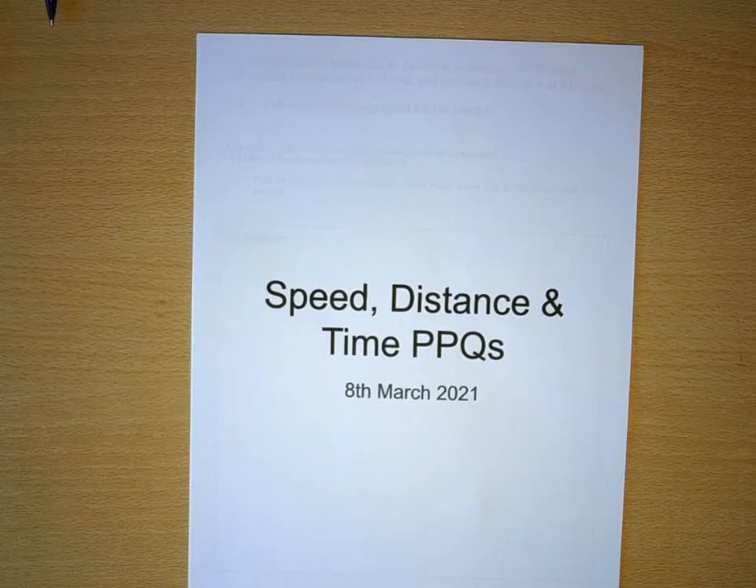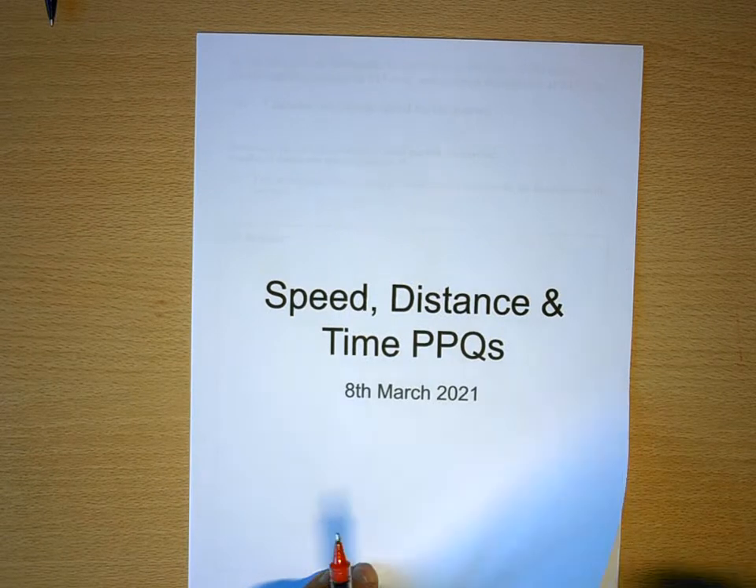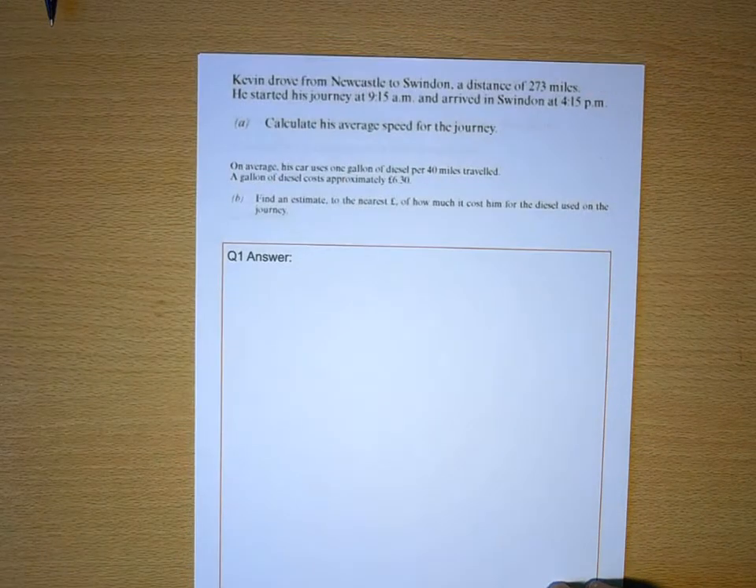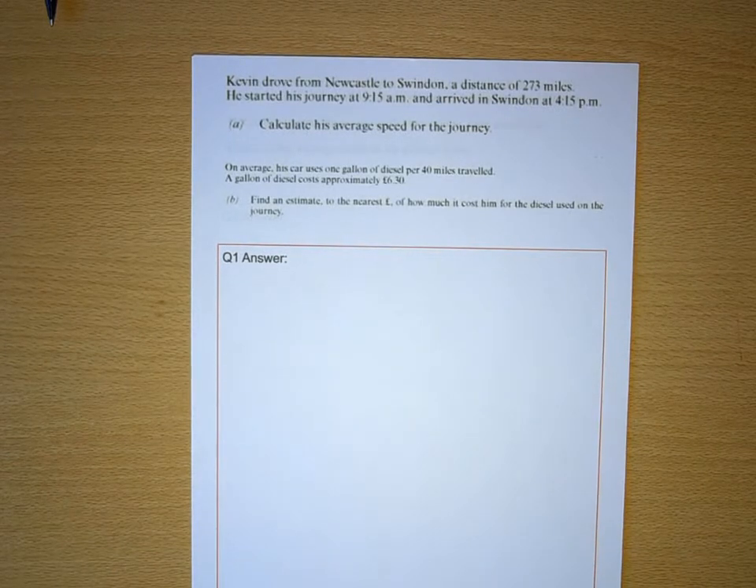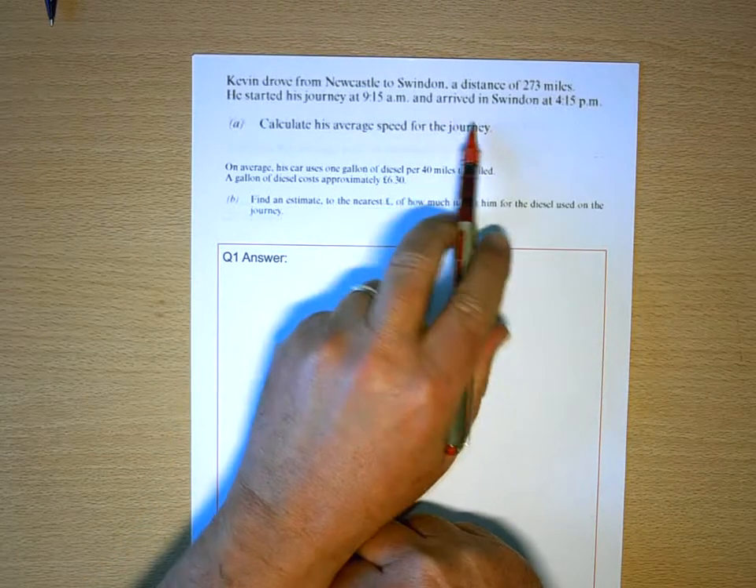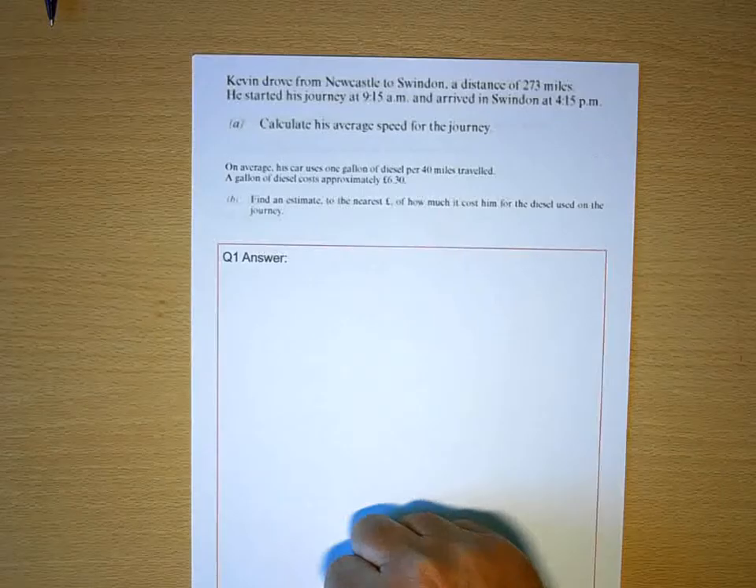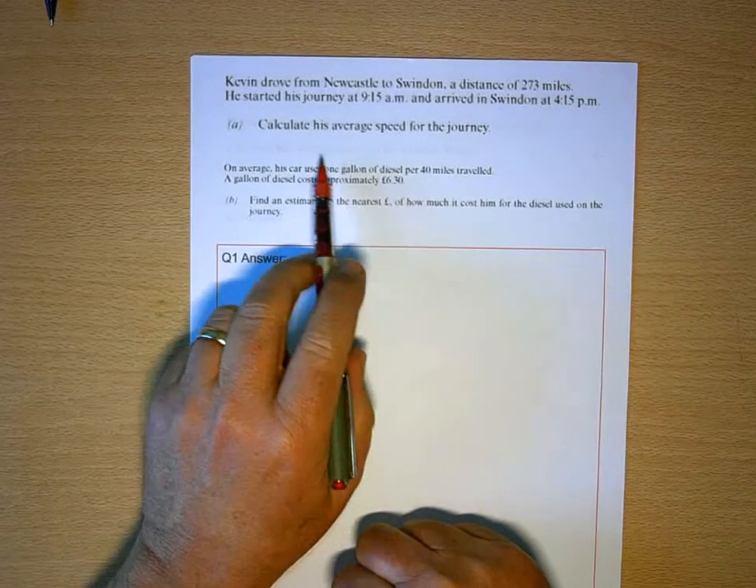Right, let's take a look at the past paper questions solutions then for today's work on speed, distance and time. Question 1. Kevin drove from Newcastle to Swindon, a distance of 273 miles. He started his journey at 9:15 a.m. and arrived in Swindon at 4:15 p.m. Calculate his average speed for the journey.